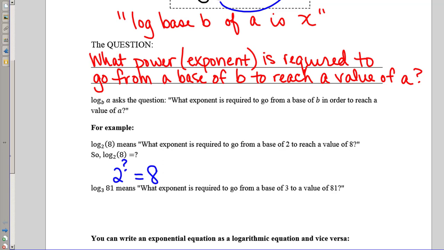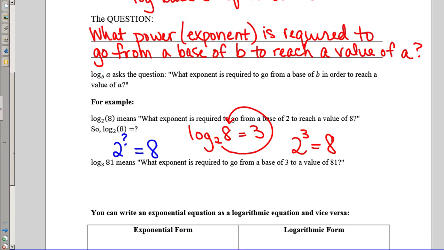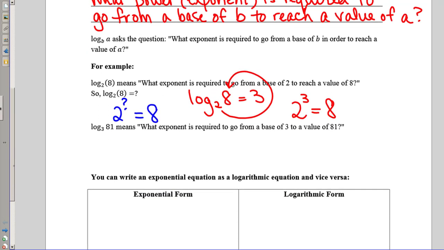So that means our question mark is 3. So log base 2 of 8 equals 3. That says 2 to the third power equals 8. 2 raised to the third power equals 8. So your answer, log base 2 of 8, is 3. The exponent is your answer.